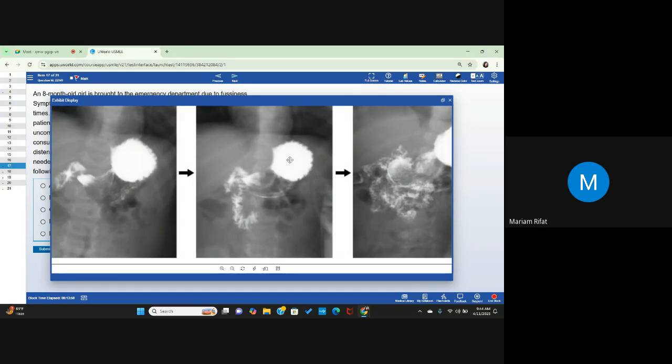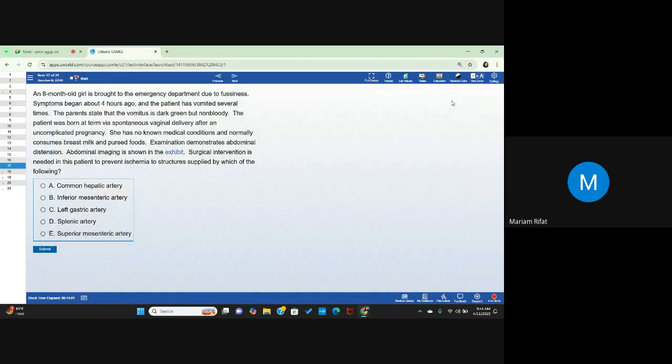And then in the end, the small intestine is getting opacified, only the small gut gets opacified. So here they are asking, abdominal imaging is shown, what surgical intervention is needed? Superior mesenteric artery, to prevent the ischemia of these structures. E is the artery supply.